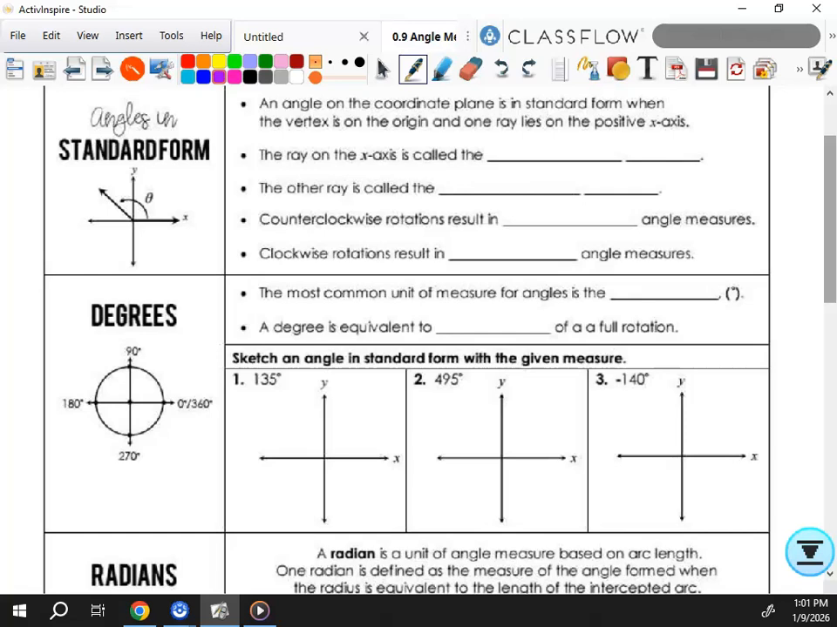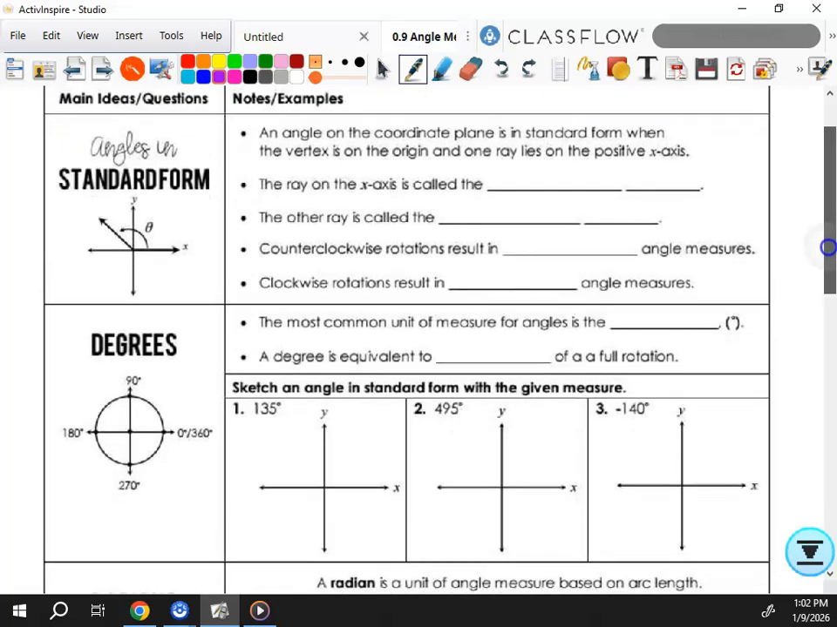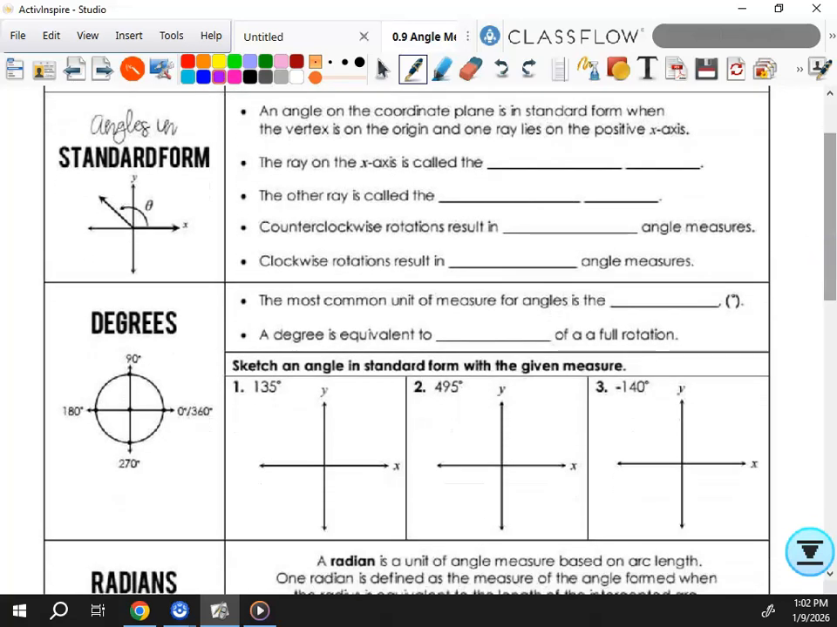All right, so you know that we have angles in figures. You've seen angles just floating around in space, but we can also have angles in the coordinate plane, and they can just float around in the coordinate plane. But we're really concerned right now with angles that are in standard form or standard position. An angle in the coordinate plane is in standard position when the vertex is on the origin.